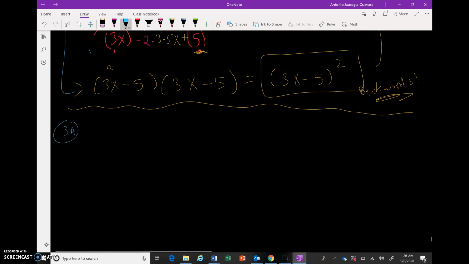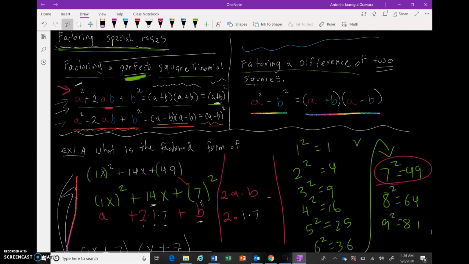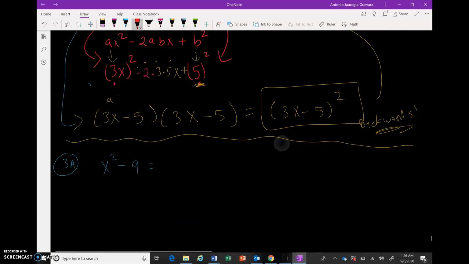The easiest one would be something like this. Again, you recognize that that is a difference of squares. This is what we call a difference of two squares: when you have a squared minus b squared, and the a and the b are perfect squares. So let's go ahead and get to it.